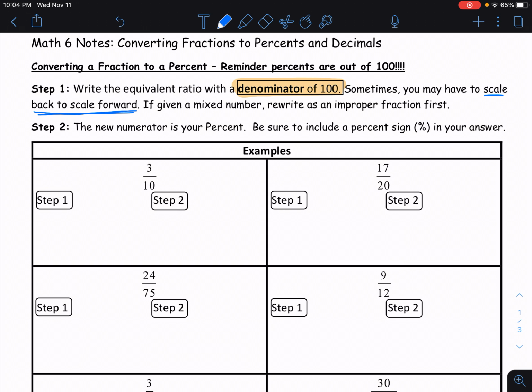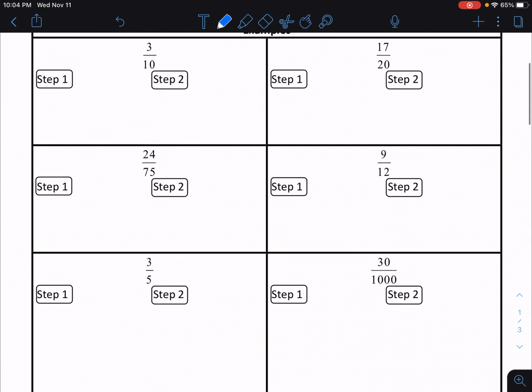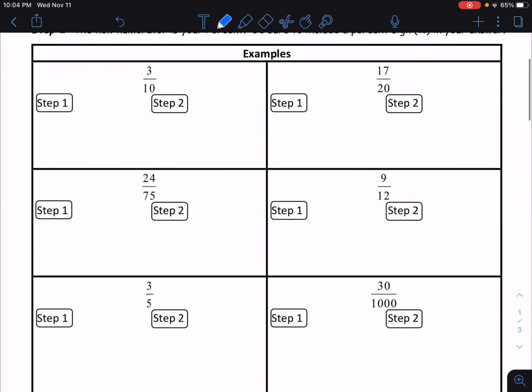So there are going to be times where we have to simplify the fraction in order to get the denominator to 100. If you're given a mixed number, we're going to rewrite it as an improper fraction first. But here in these examples, we are not given an improper fraction yet. We're going to talk about those later.